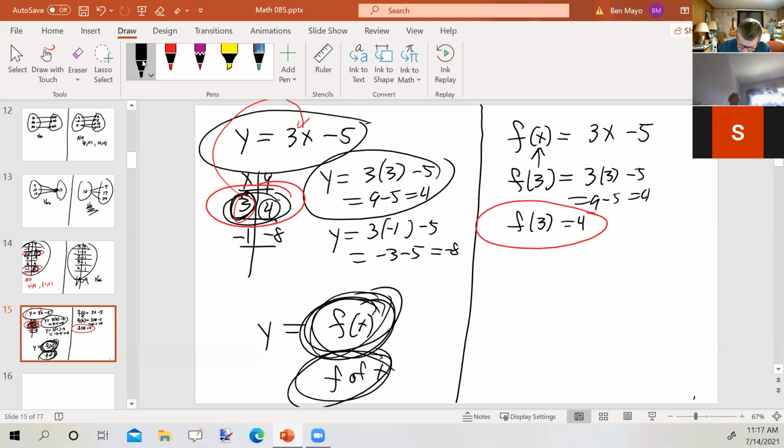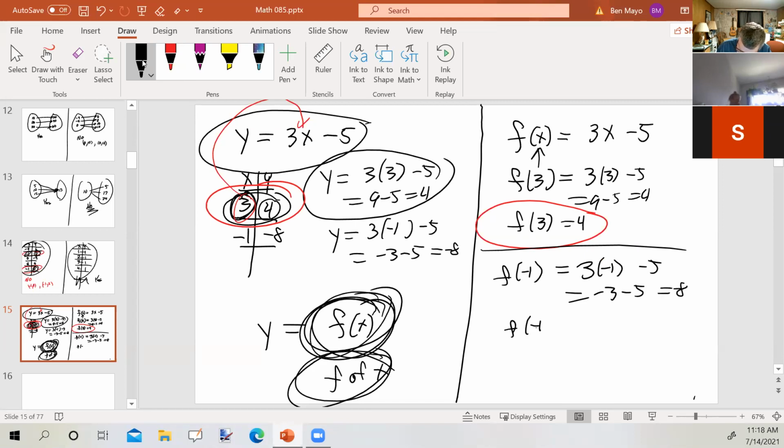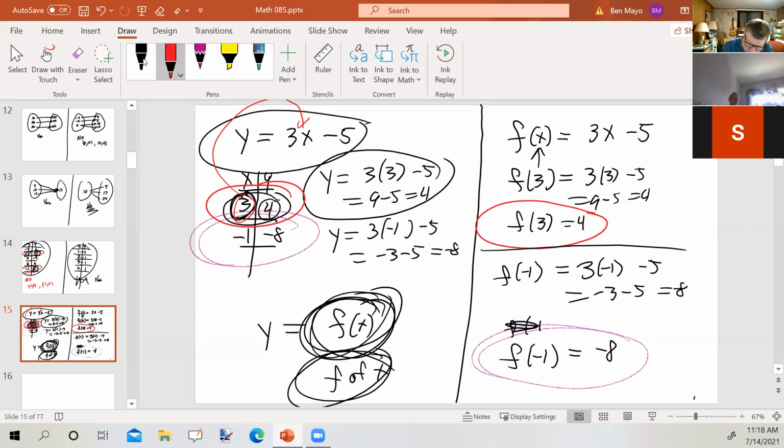How would we find y when x is -1? We'd say, well, f of -1 equals what? 3 times -1 minus 5, -3 minus 5 is -8. So f of -1 equals -8. Let's use a different color. This is the function notation representation of the ordered pair -1, -8. How we doing? The input goes inside and the output is outside.